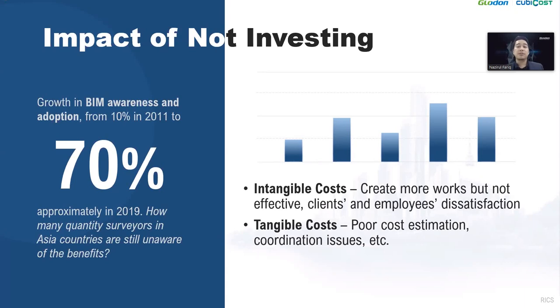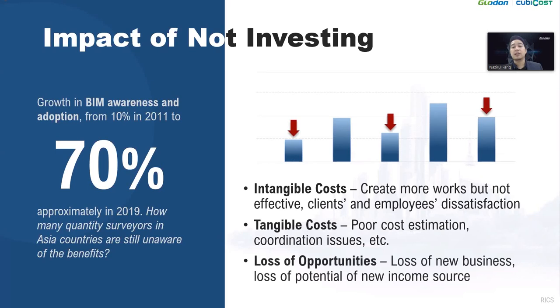In terms of the tangible cost, the direct impact includes poor cost estimation, issues in coordination, and poor communication, all of which convert into overruns in the project. And lastly, the loss of opportunities. We have to realize that: loss of new business. So instead of managing 4 to 5 projects a year, you could only manage 2 projects in a year. All this is the cost of not investing in BIM, because we're not changing the way we work for the past decades.